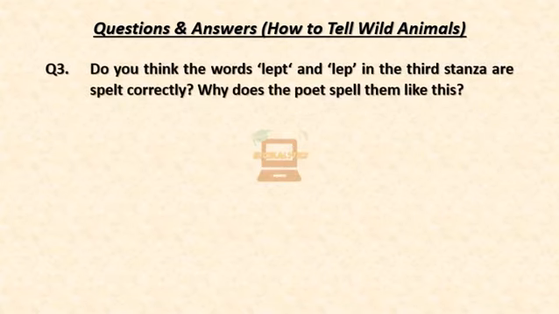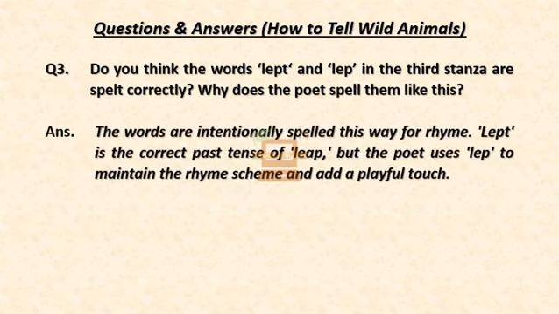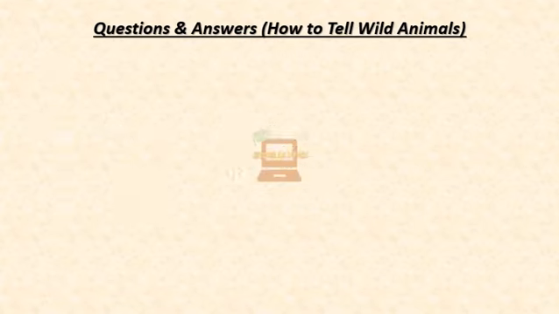Question 3. Do you think the words leapt and lep in the third stanza are spelled correctly? Why does the poet spell them like this? Answer. The words are intentionally spelled this way for rhyme. Leapt is the correct past tense of leap, but the poet uses lep to maintain the rhyme scheme and add a playful touch.